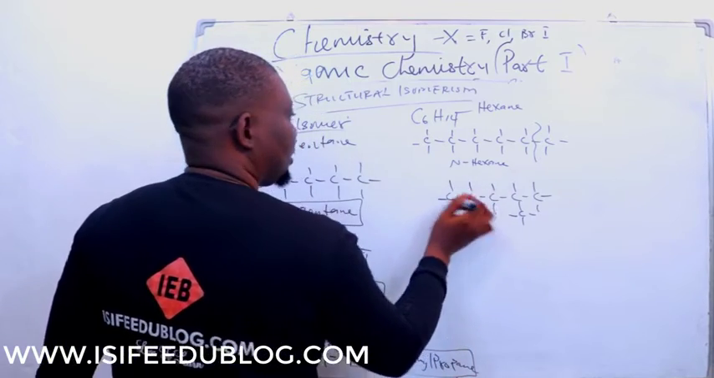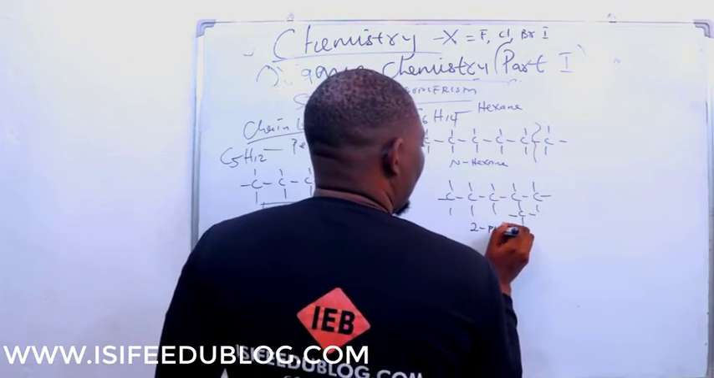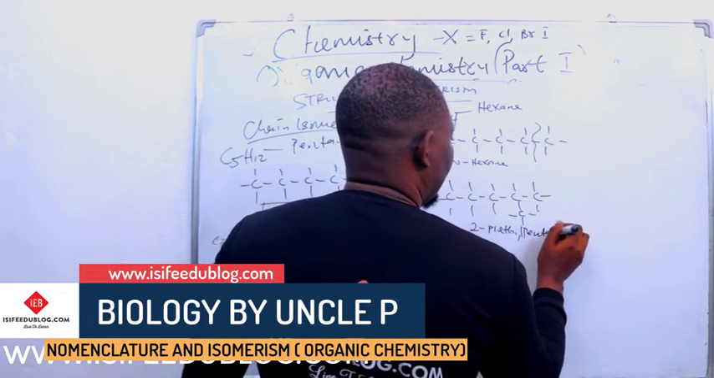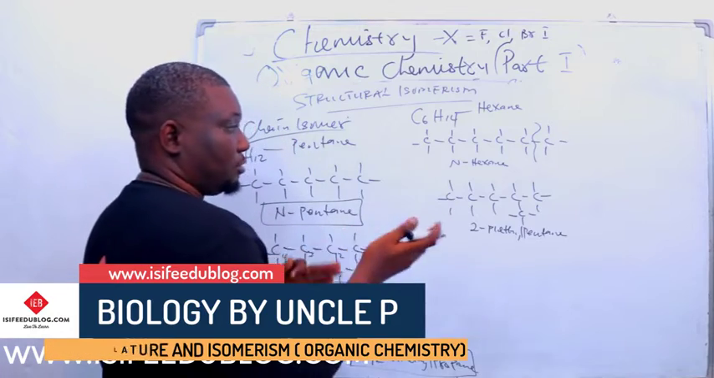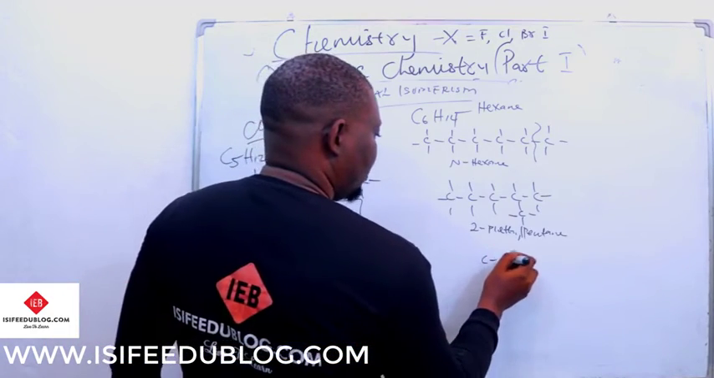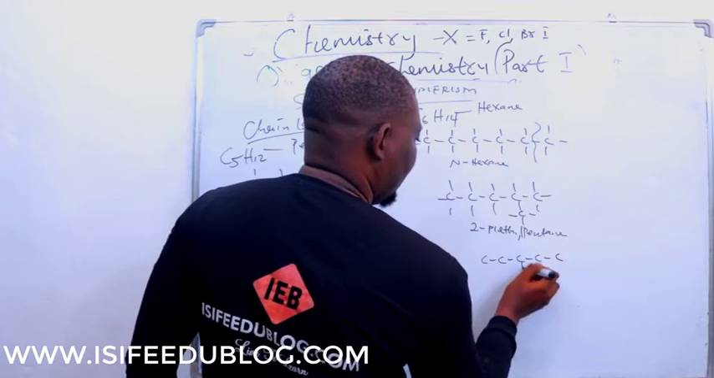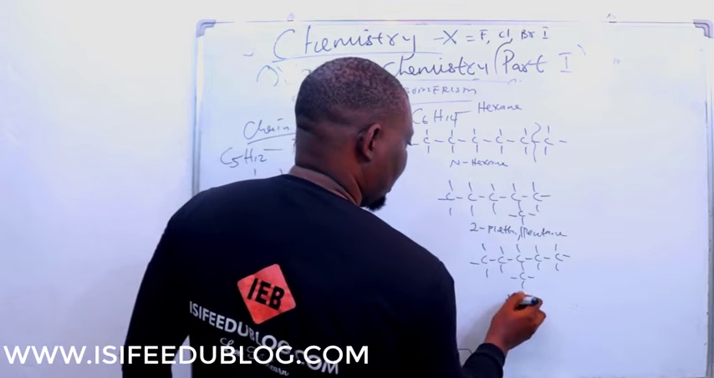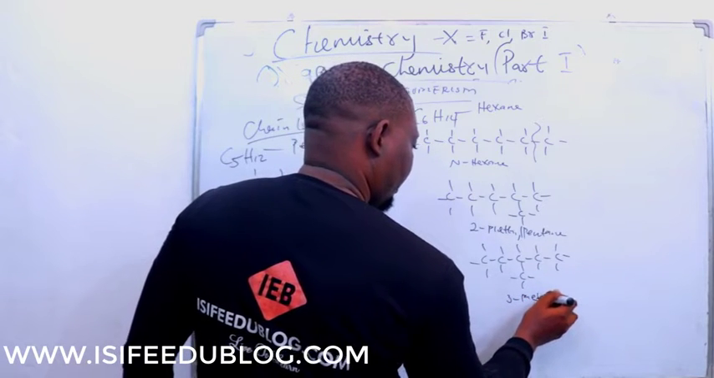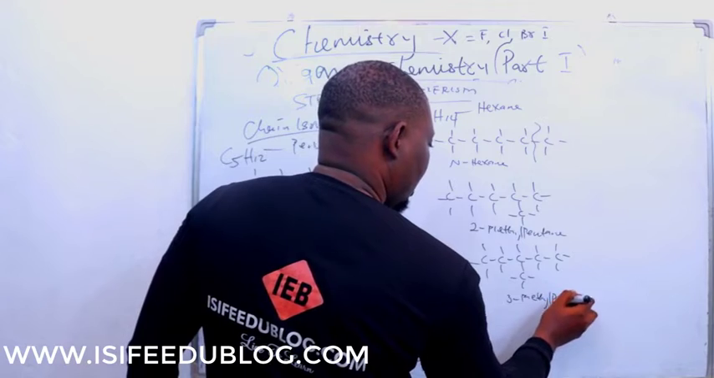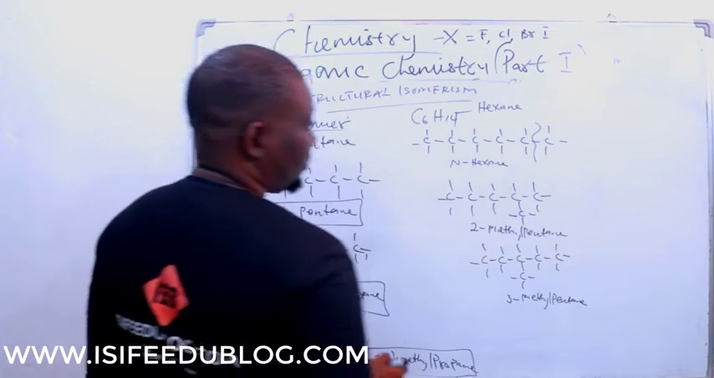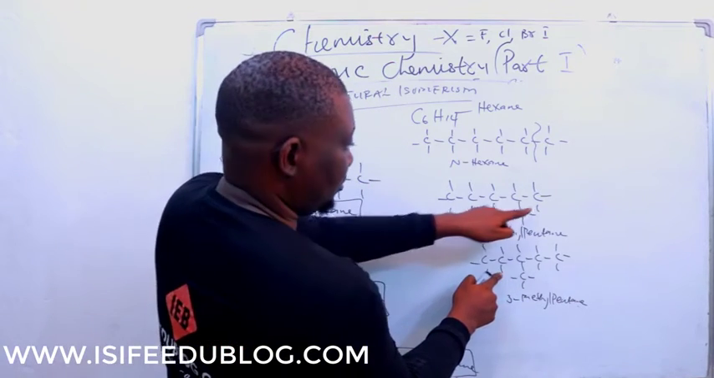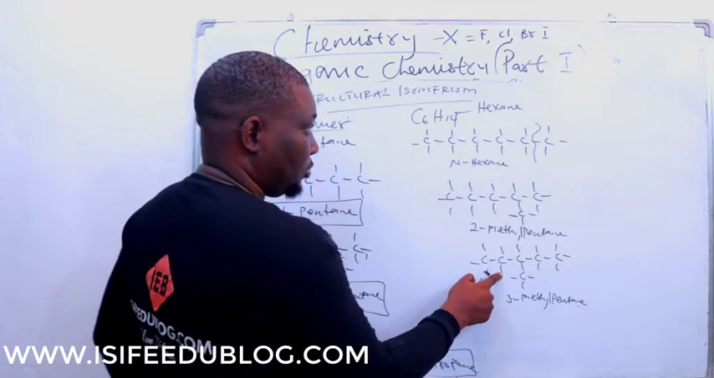In this case, the next one is 2-methylpentane, 1, 2, 3, 4, 5. That's the second name. I can shift this alkyl group to have different chains, still on 5 carbons, 1, 2, 3, 4, 5. Here I have a different name: 3-methylpentane instead of 2. If I shift to this side, it will still look like this, still 2-methylpentane. So there's no possibility of shifting further.